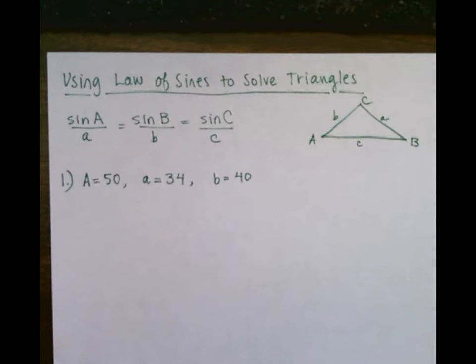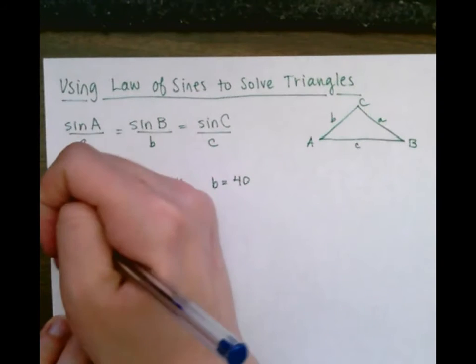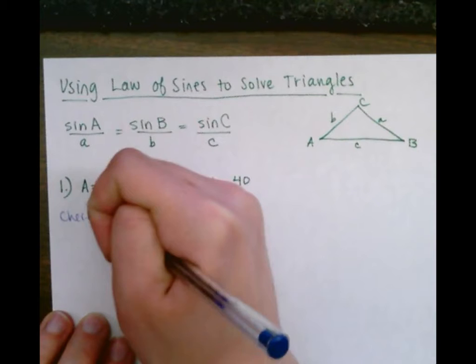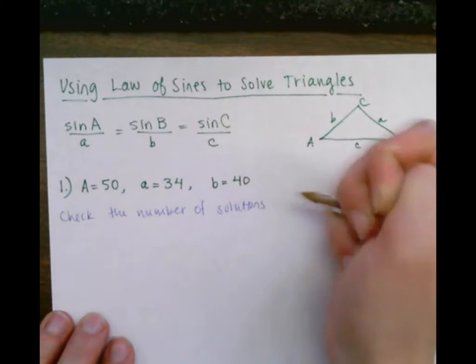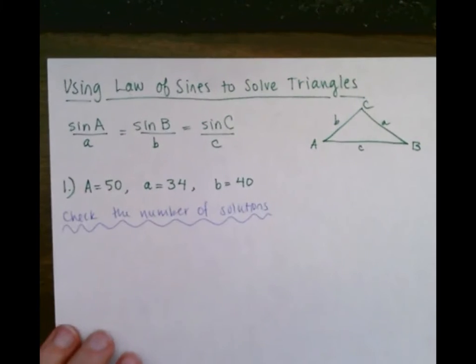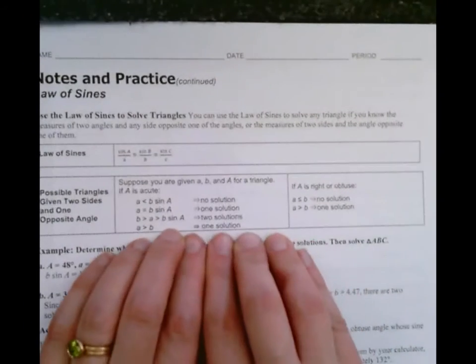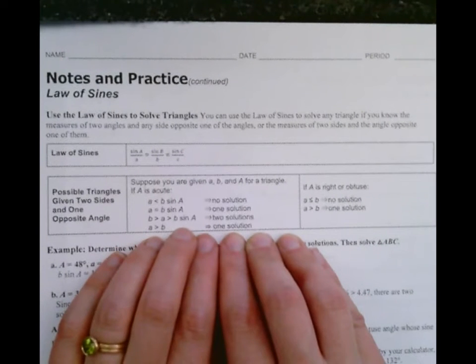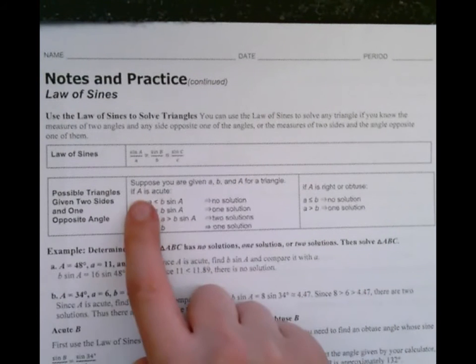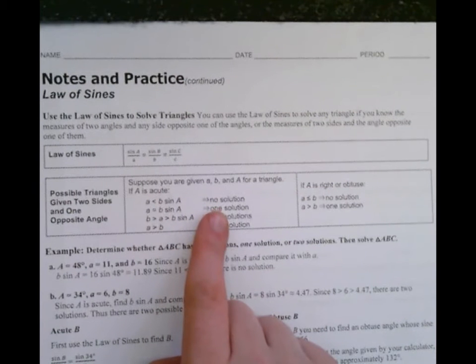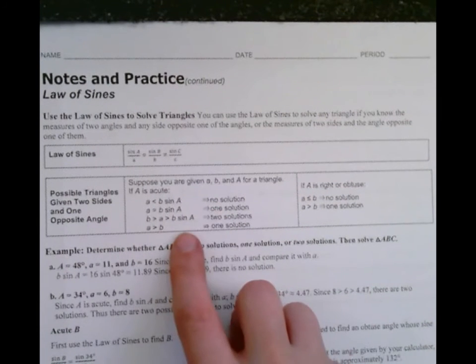Okay, so in these problems, the first thing to do is to check the number of solutions. To do that, we're going to be referring to, on your worksheet, this box right here, which says, suppose you're given a, b, and big A for a triangle, so that means 2 of the sides and 1 angle. If that angle is acute, that is where we are checking this condition, okay? This is information I will not have you memorize, but I will give you on a test situation.